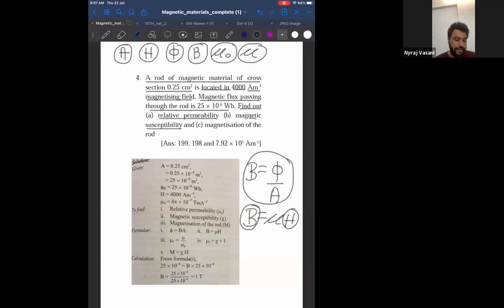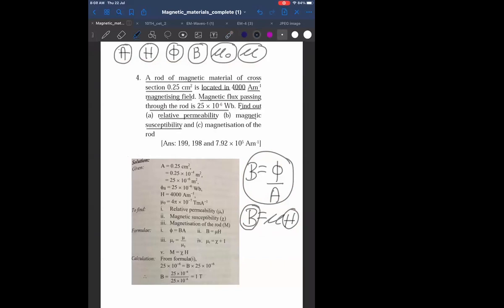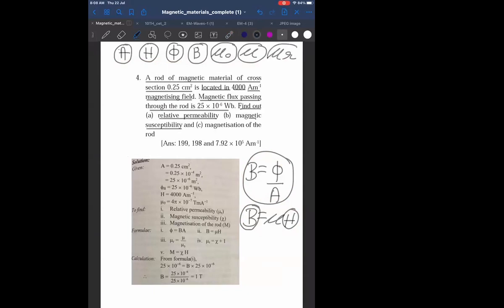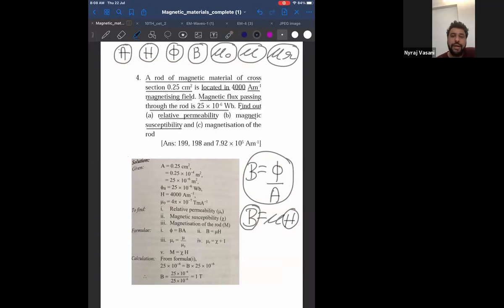Now, continue. What is magnetic susceptibility? Now tell me, how do you find magnetic susceptibility? Magnetization upon H. Or can I say I know mu r already? 1 plus susceptibility. Correct. Can I say I already know relative permeability mu r? I just found out. If I subtract 1 from relative permeability, I will get magnetic susceptibility. Think about it.